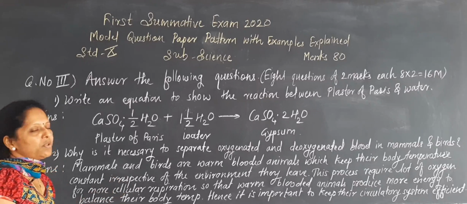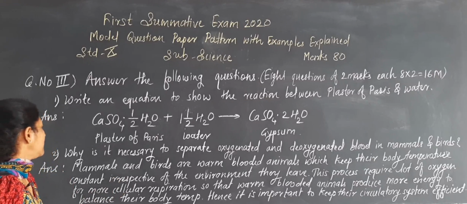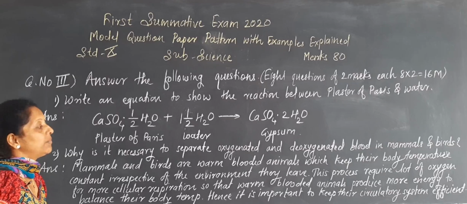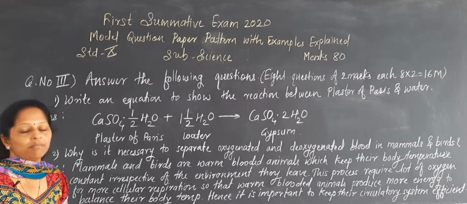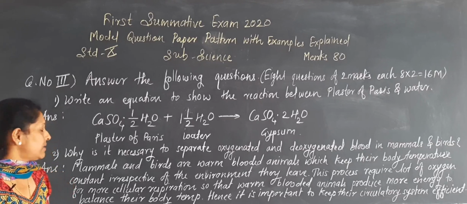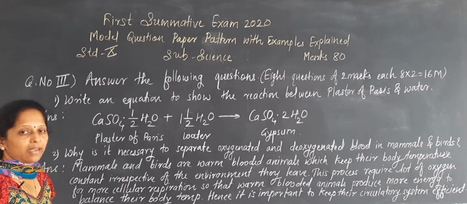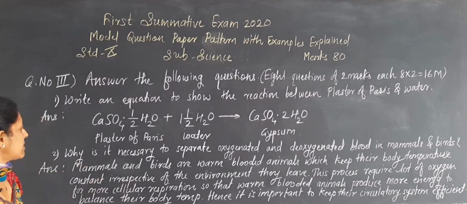This is from the life processes lesson, about why it is necessary to separate oxygenated and deoxygenated blood. In the life processes lessons, the digestive and respiratory systems are skipped. In your syllabus, the circulatory and excretory systems are included.